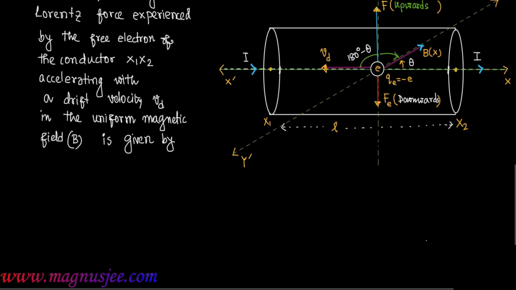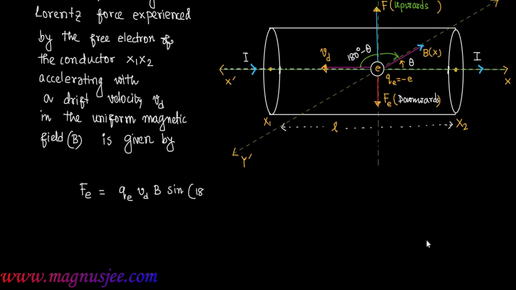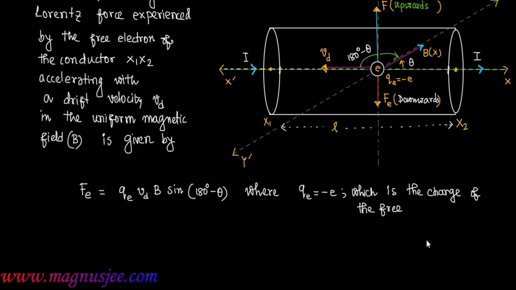is given by Fe equal QE Vd B sine 180 degree minus theta. That is the expression of the magnetic Lorentz force experienced by a free electron when it is accelerated with a drift velocity Vd, where QE equal minus E, which is the charge of the free electron of the conductor X1 X2.